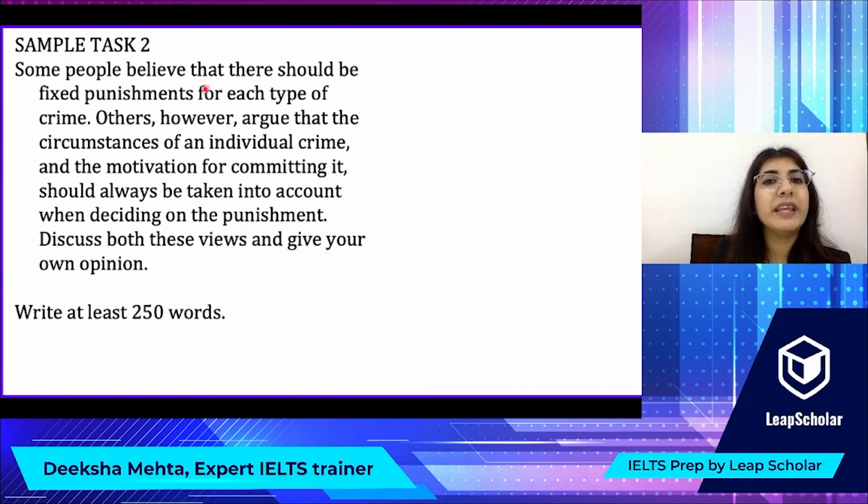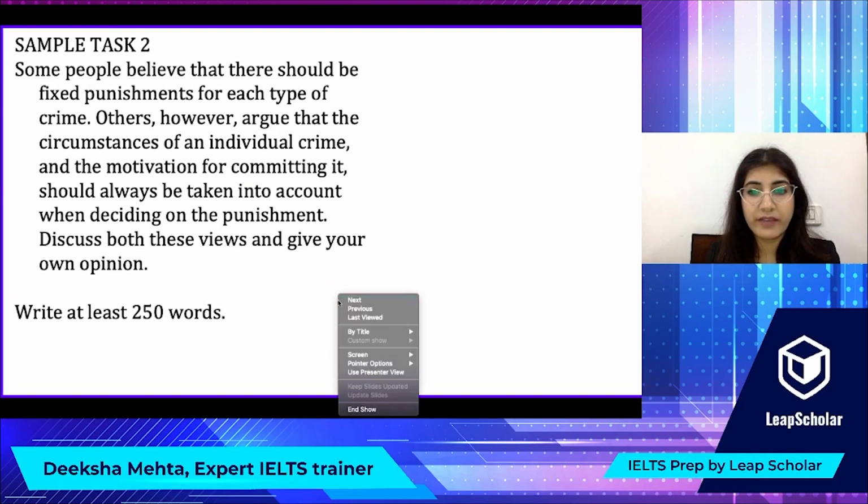So, some people believe that there should be fixed punishments for each type of crime. Others, however, argue that the circumstances of an individual crime and the motivation for committing it should always be taken into account when deciding on the punishment. Discuss both these views and give your own opinion. Write at least 250 words. So, again, this is a question which asks you to discuss both the views and then give your opinion.